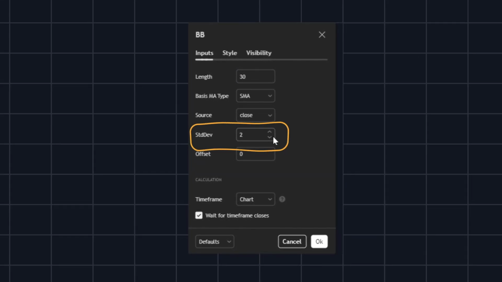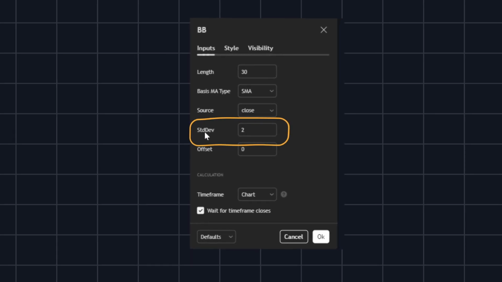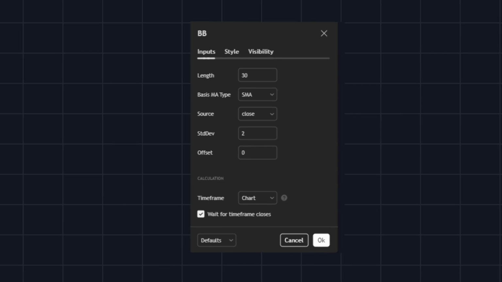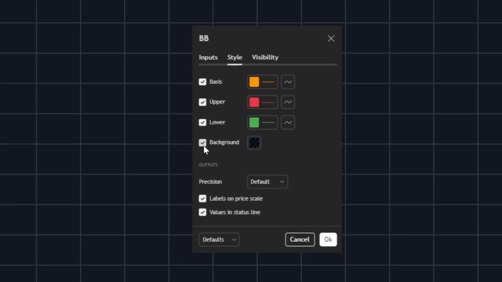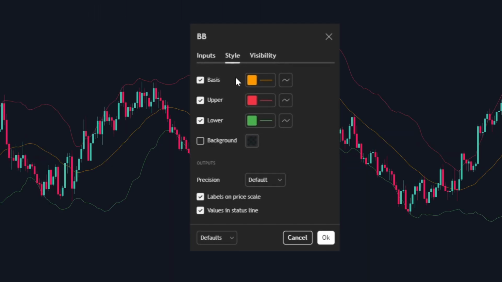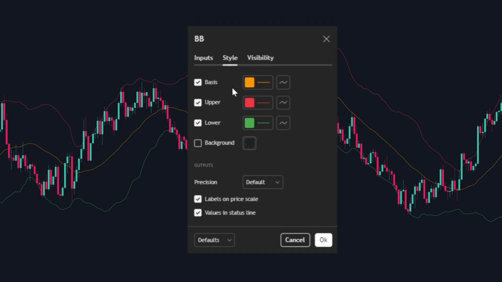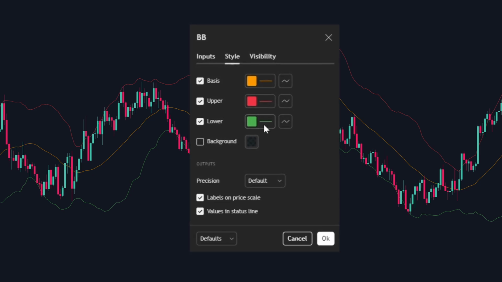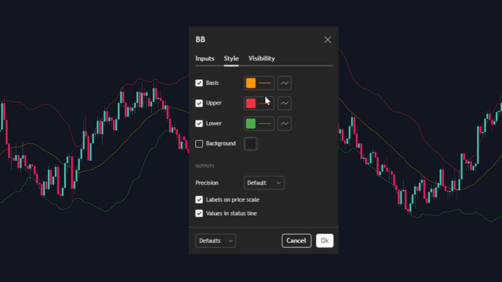Keep the standard deviation at 2, which determines the distance of the upper and lower bands from the middle line. Now, let's clean up the appearance to make your chart easier to read. Remove the background fill so the bands don't clutter your view. You can also change the band colors to something more visible, like red or blue. This is optional, but helps distinguish them at a glance.